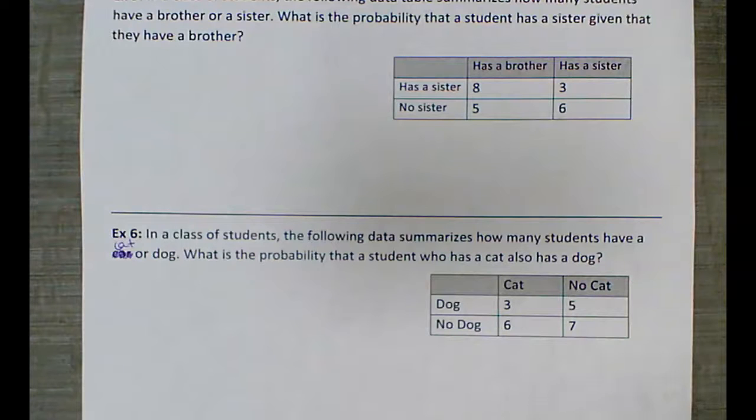Try to calculate the conditional probability that a student who has a cat also has a dog. Make sure that you understand what the given event is, whether it's having a cat or having a dog. So take a moment, pause your video, and try example 6.